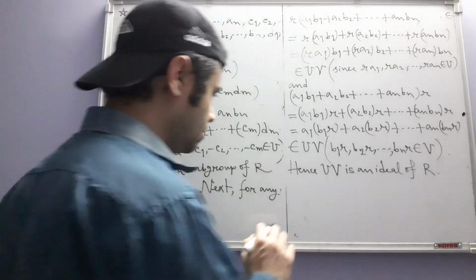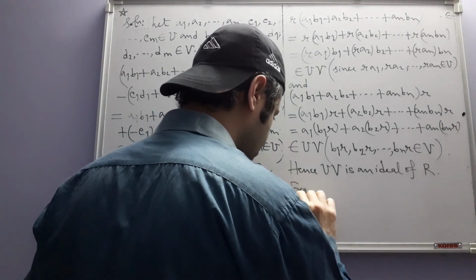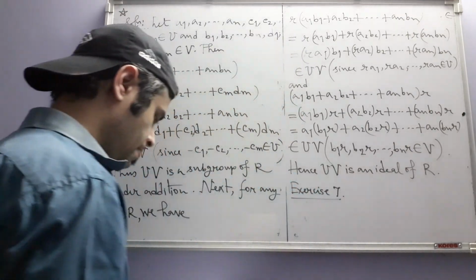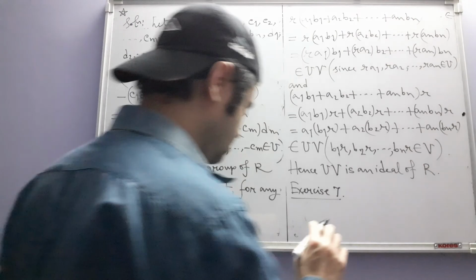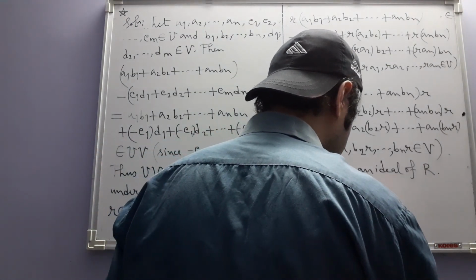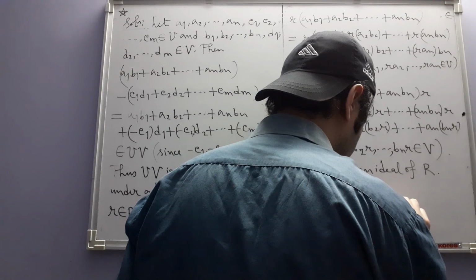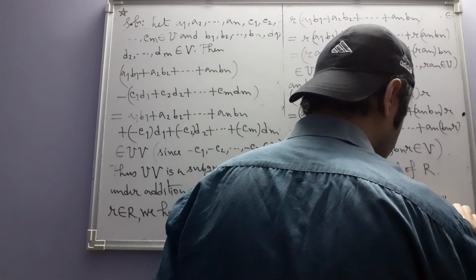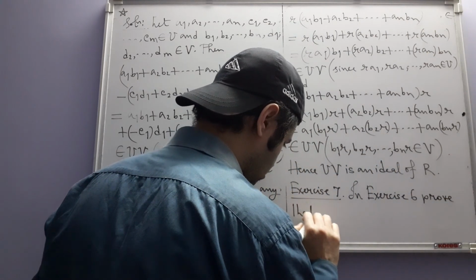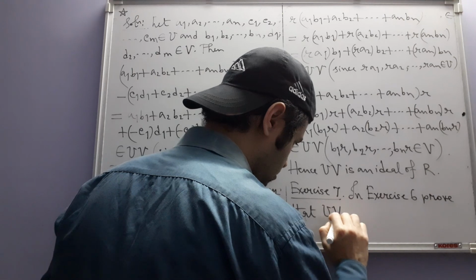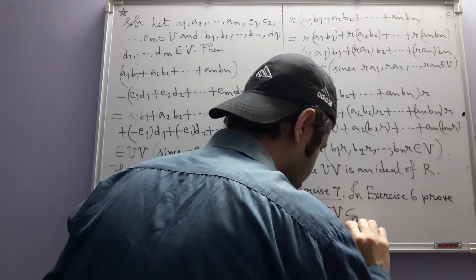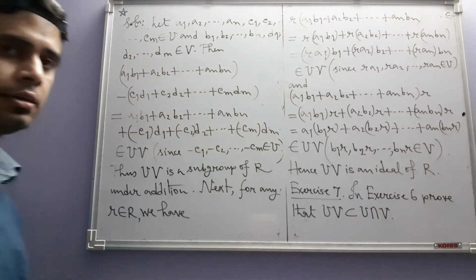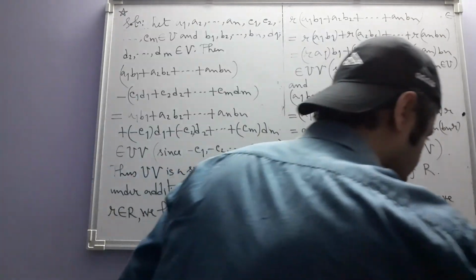So after this, we have a small exercise which is about this one. In exercise 6, prove that this ideal UV is actually contained in the intersection of U and V. It's not difficult at all.